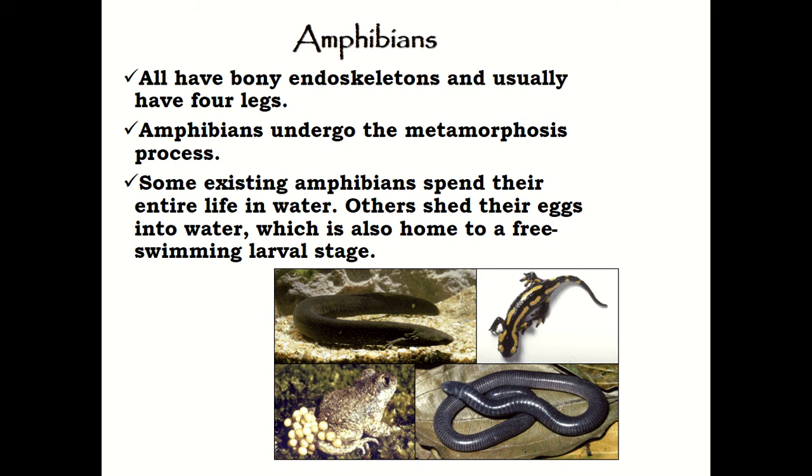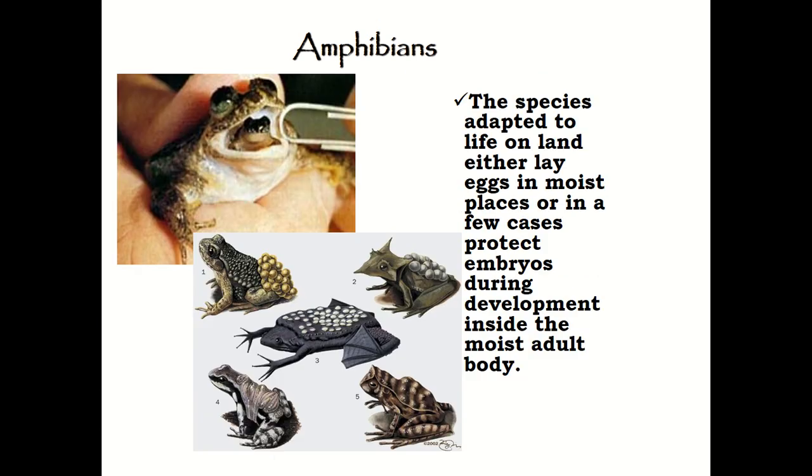Okay, so next let's look in more detail at the characteristics of amphibians. All of the amphibians have a bony endoskeleton and usually have four legs, and they also undergo metamorphosis, which refers to the physical changes from the larva stage to adult. Some existing amphibians spend their entire life in water. Others shed their eggs into water, which is also home to a free swimming larva stage.